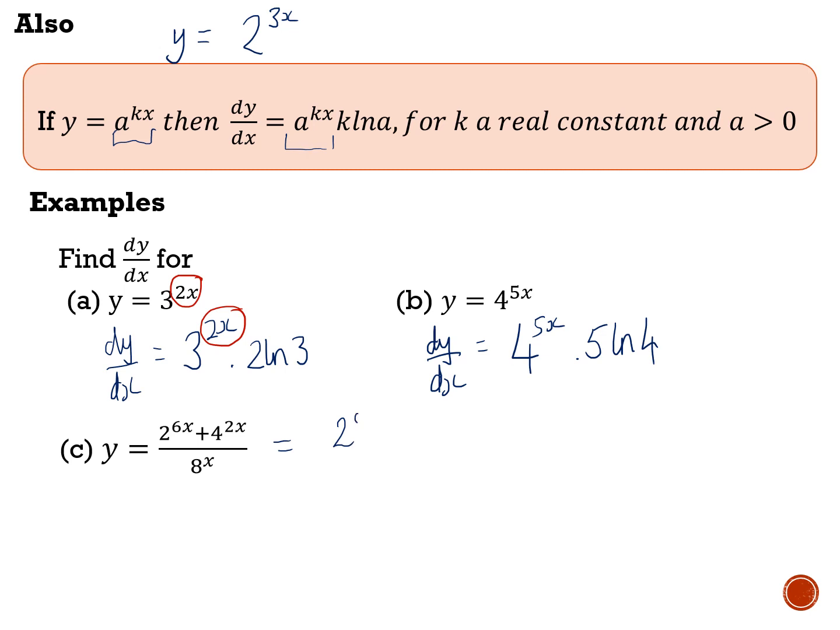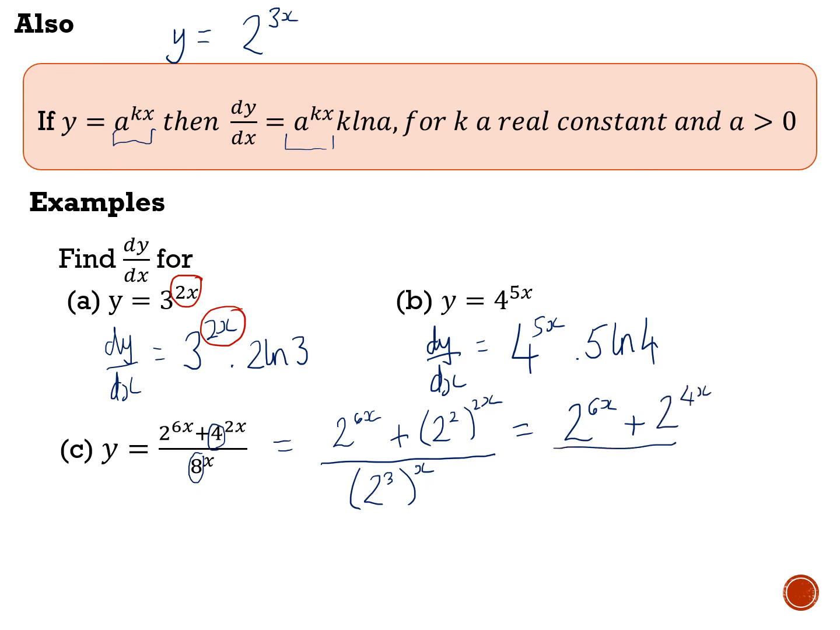Hopefully you have noticed that this 4 and this 8, I can change both of those into powers of 2. 4 is 2 squared, and they'll always give you numbers that you can do this to. And 8 is 2 cubed. Remember doing some of these when we were doing index laws. So 2 to the 6x, power to a power, times them together, plus 2 to the 4x, again power to a power, over 2 to the 3x.